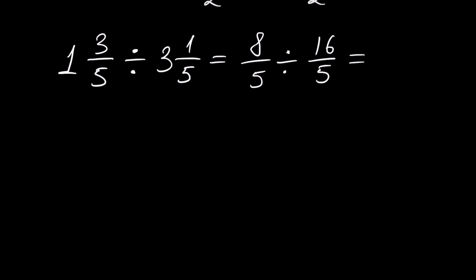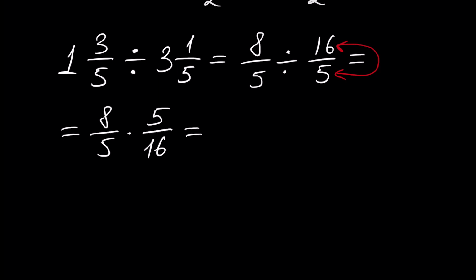And now we change our division into multiplication, but we have to take the reciprocal of the second number. It will be 5 over 16. We just changed numerator and denominator, interchanging. And now we just perform our multiplication and we perform cancellation.